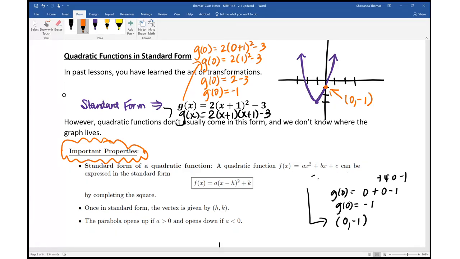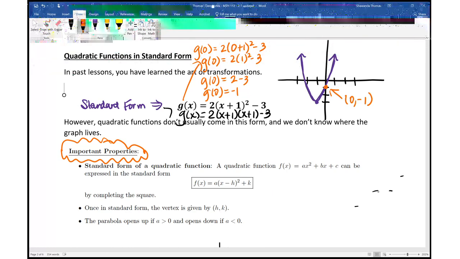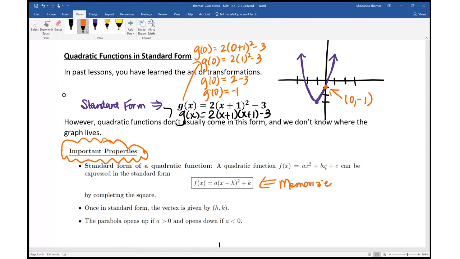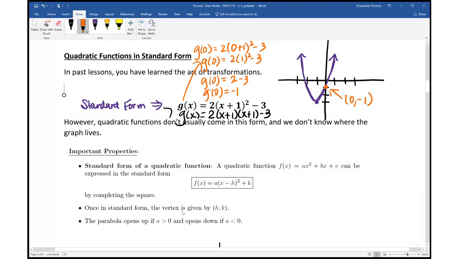Standard form of quadratic function. Again, remember to memorize this in this box right here. And we're going to learn how to complete the square to do the reverse. How can we get the general form to the standard form? We're going to do something called completing the square.